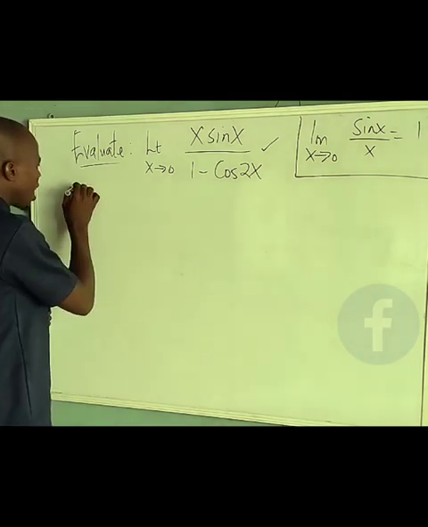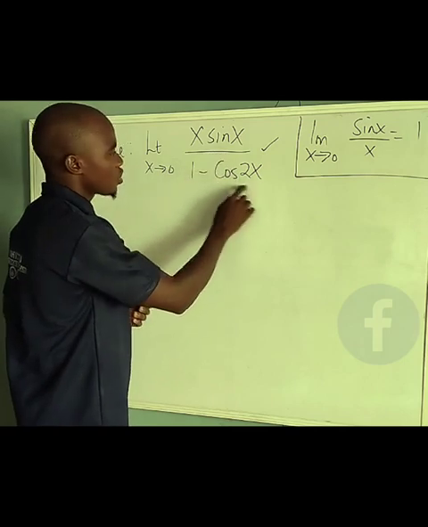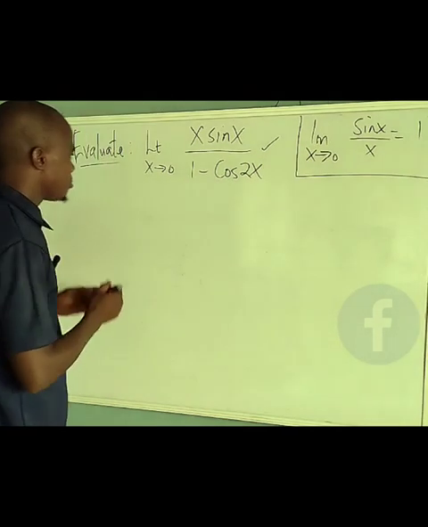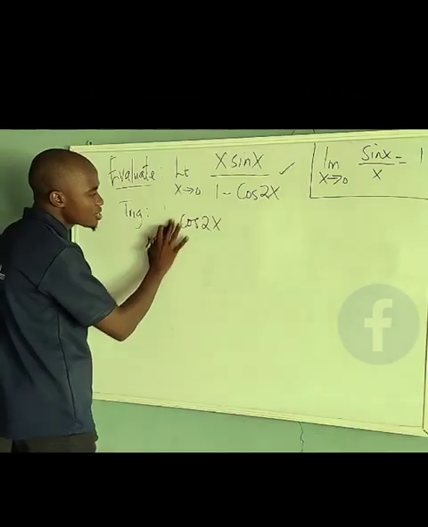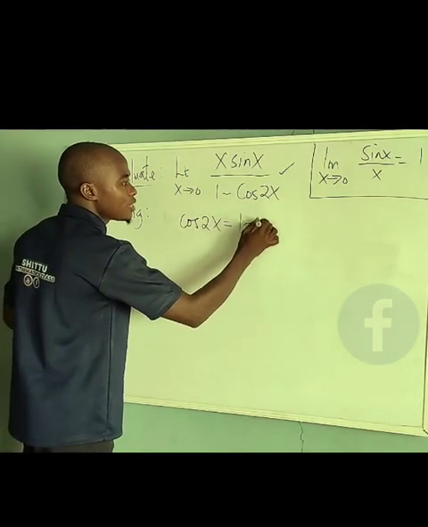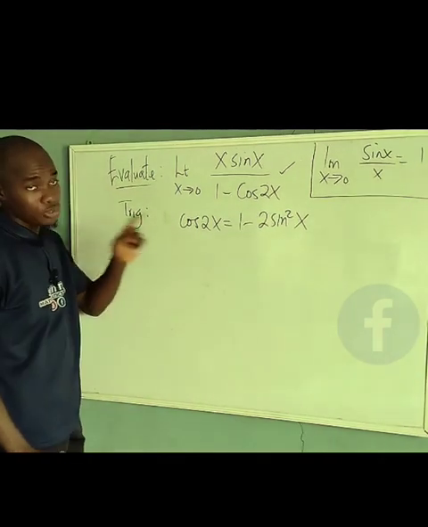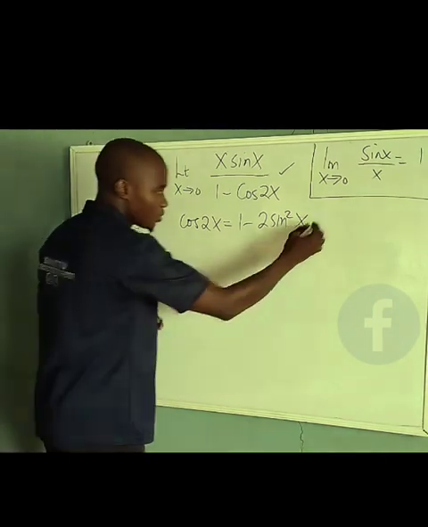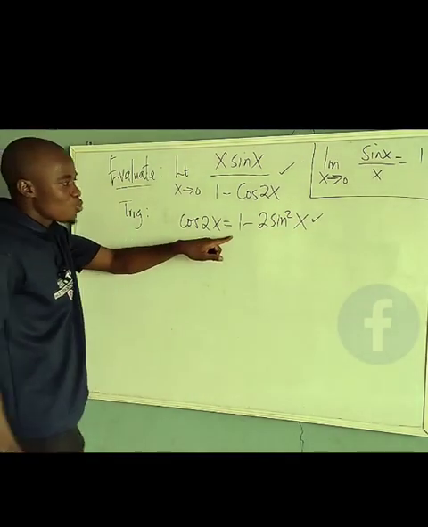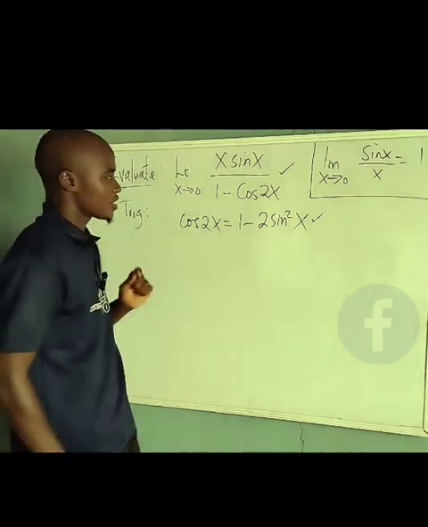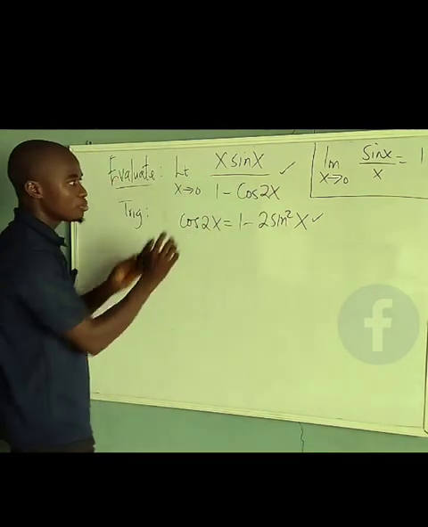Now I want you to have this, x sine x over 1 minus cos 2x. You have to remember from the trig identity that cos 2x is equal to 1 minus 2 sine square x. You have to remember that. So we have cos 2x equals 1 minus 2 sine square x, but we have 1 minus cos 2x from the problem you have there.